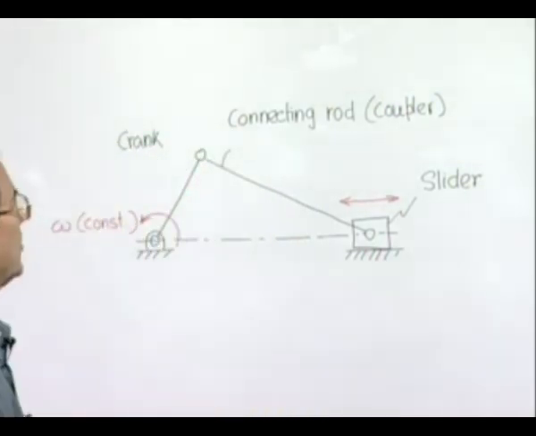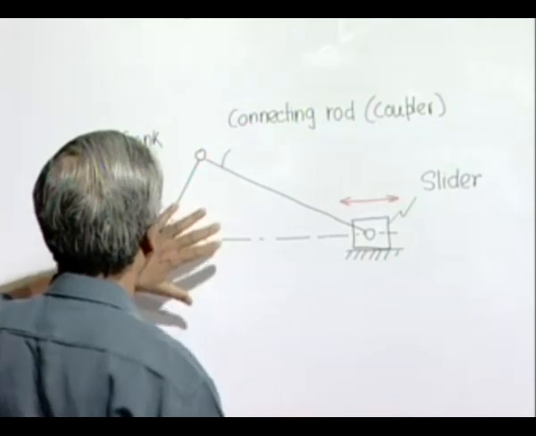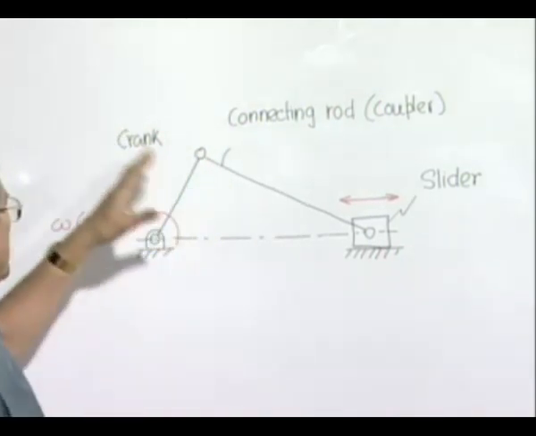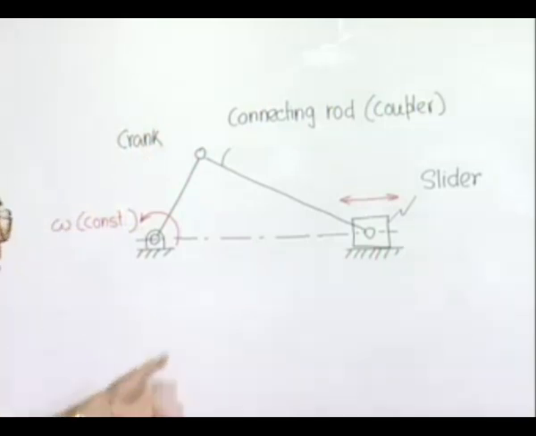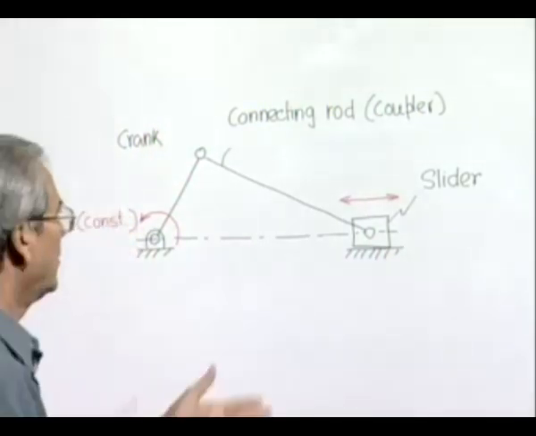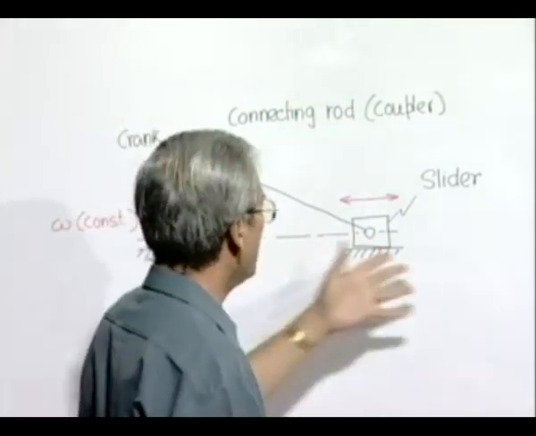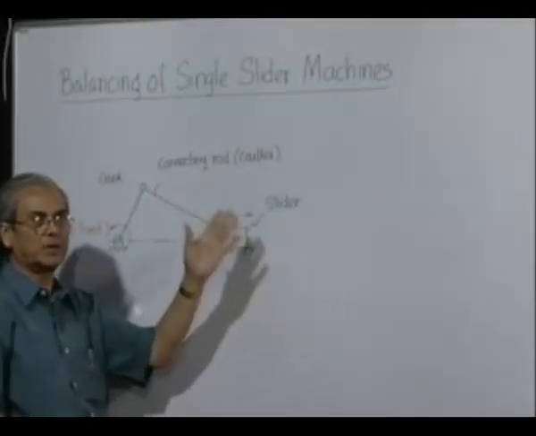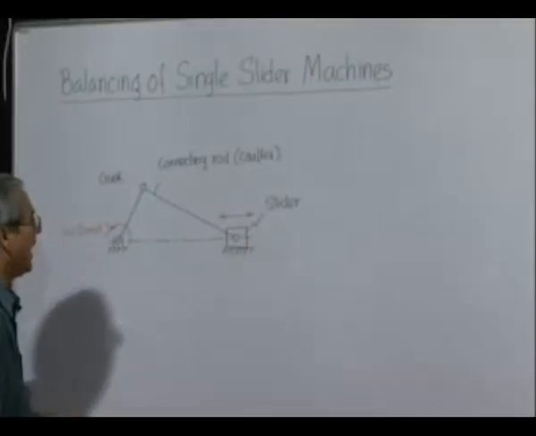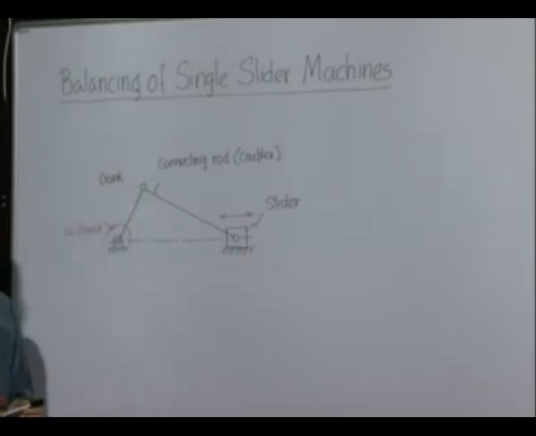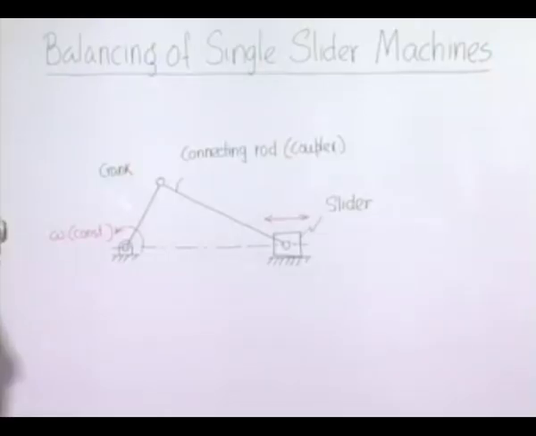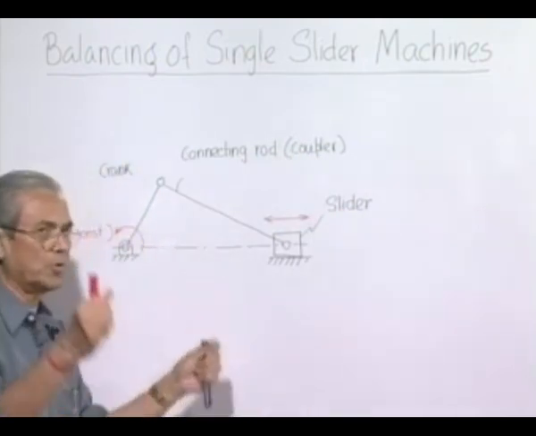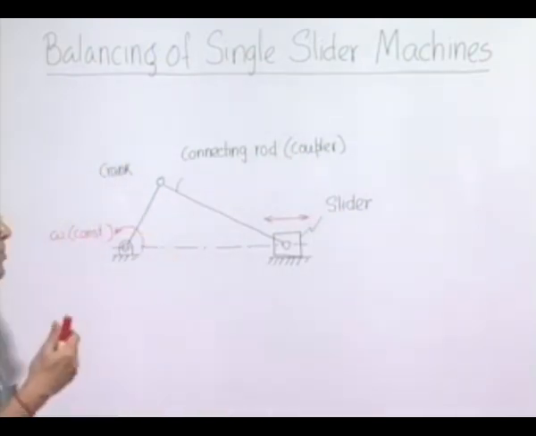So, we find that here there is one body, the crank, which is making a pure rotation. So, it is a rotating body, whereas the slider is executing a pure translatory reciprocating motion. So, it is a reciprocating body, and the connecting rod, which causes the serious problem, is a general floating body which executes both rotation and also translation.